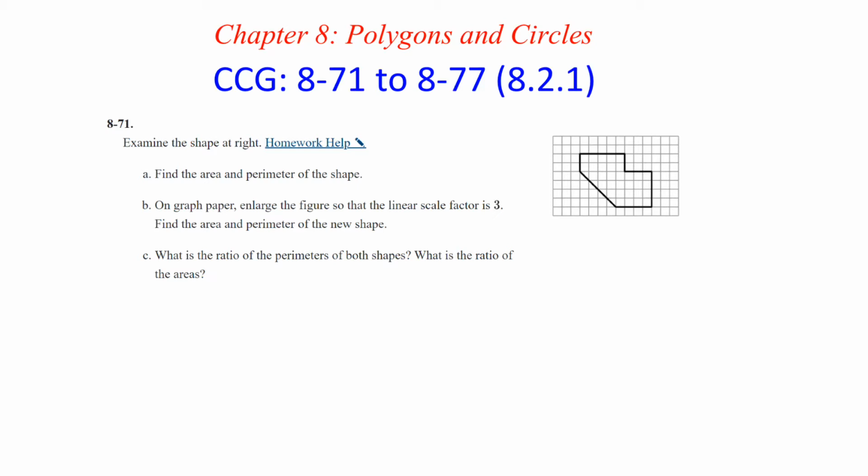Start with question 71. Examine the shape at the right. Find the area and the perimeter of the shape. So we see that it's written on a coordinate plane, so we can count what each of these lengths are.